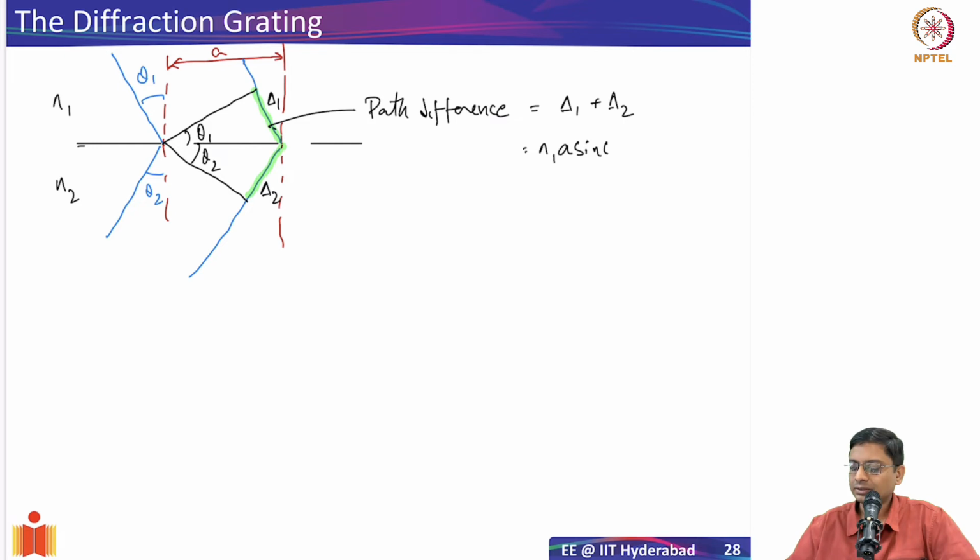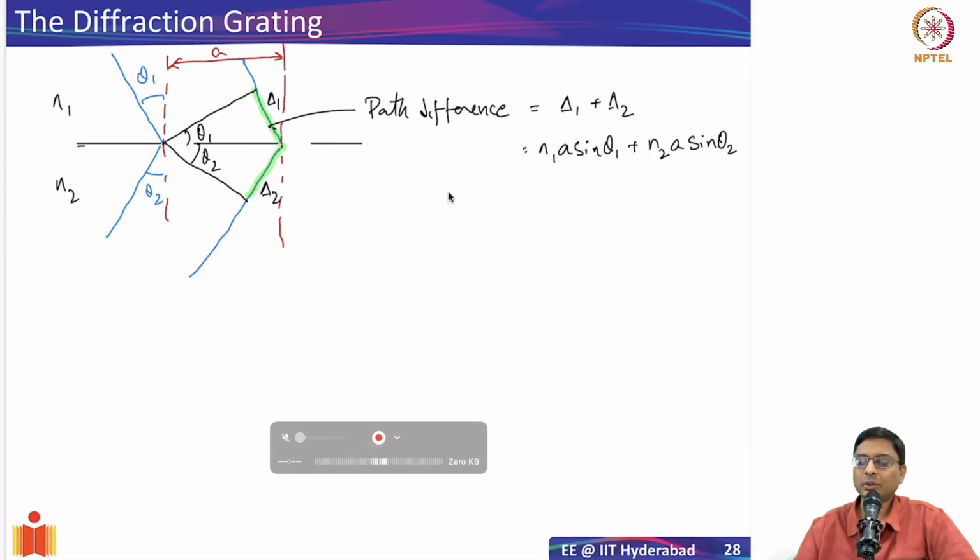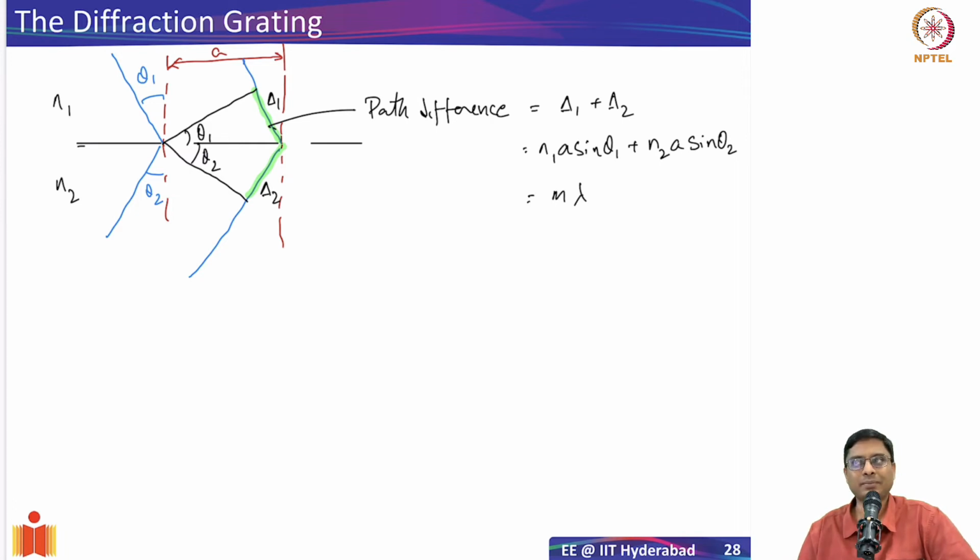n1 a sin theta 1 plus n2 a sin theta 2. These are the path differences. So my total path difference is going to be the combination. And something interesting happens when that total path difference is equal to m lambda, an integral multiple of lambda.